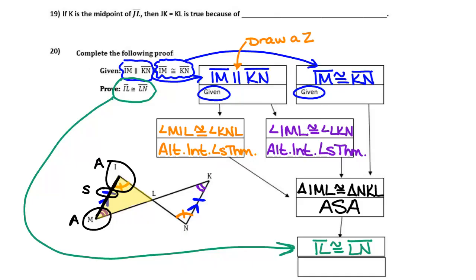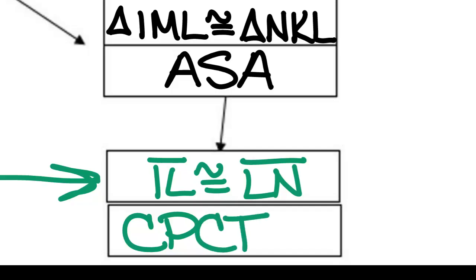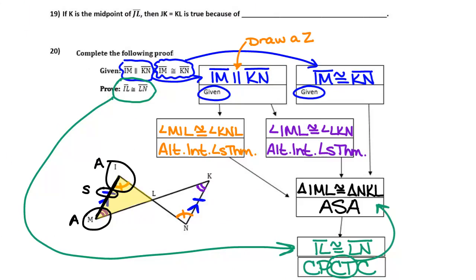Are those already marked as congruent? No, those are parts of two separate triangles. Why would I be allowed to say that parts of two separate triangles are congruent to each other? CPCTC. These are corresponding parts. These two pieces are corresponding parts of triangles that we just showed are congruent. And so they are congruent to each other. That congruent triangle part is what we just showed right up here. Corresponding parts of congruent triangles are congruent. CPCTC.